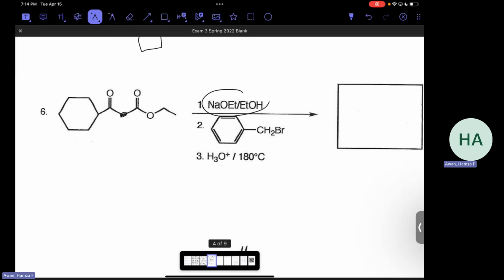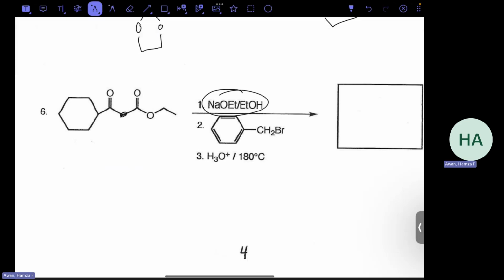So in the first step, NaOEt in ethanol, what this is going to do is deprotonate the most acidic hydrogen. The most acidic hydrogen is going to be right in the center. And usually whenever you see sodium ethoxide in ethanol, it's pretty much always going to deprotonate this middle carbon. All right.